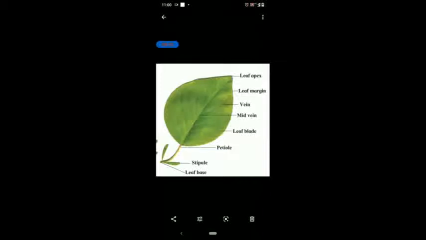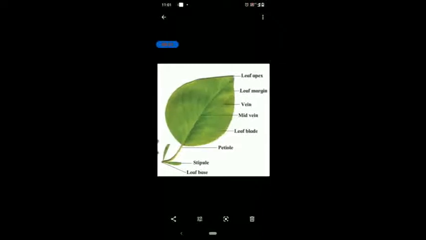The portion of the leaf attached to the stem is called the leaf base. That is the start of the leaf. A small leaf-like structure may be present near the leaf base, or near the node, you can also consider. This is called the stipules. And not all plants contain stipules.